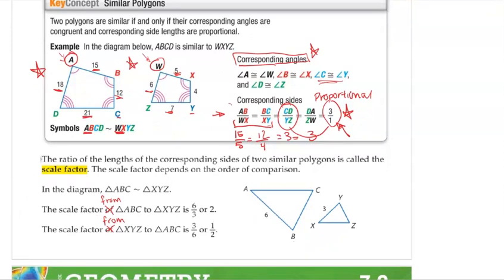Okay, the scale factor, we can calculate this. If I want the scale factor from ABC to triangle XYZ, pay attention to what comes first. So ABC to XYZ, this side right here is AB, right? And that's proportional to XY, 6 over 3. So I can get the scale factor from the big triangle to the small triangle by taking the 6 and dividing it by 3. And the scale factor then is 2. So that means that ABC is twice as big as XYZ.